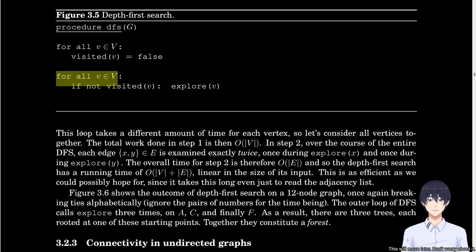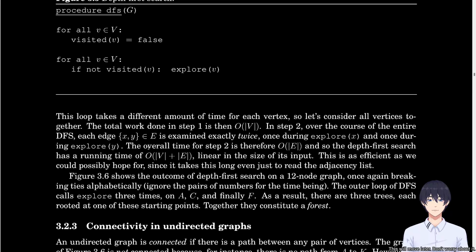Well, maybe they'll just tell me this loop takes a different amount of time for each vertex, so let's consider all vertices together. The total work done in step 1 is then O of number of vertices. In step 2, over the course of the entire DFS, each edge is examined exactly twice: once during explore and once during step 2. Okay, I believe that.